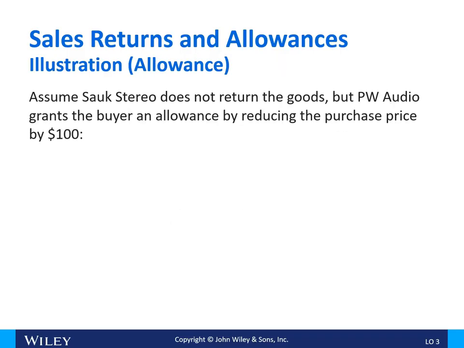Now let's talk about the allowance part of this. Assume Stock Stereo does not return the goods, but PW Audio grants the buyer an allowance by reducing the purchase price by $100. So it's not exactly what Stock Audio thought they were going to get. For whatever reason, they negotiate that if you reduce the purchase price by $100, we'll keep it. And they can do something with it.